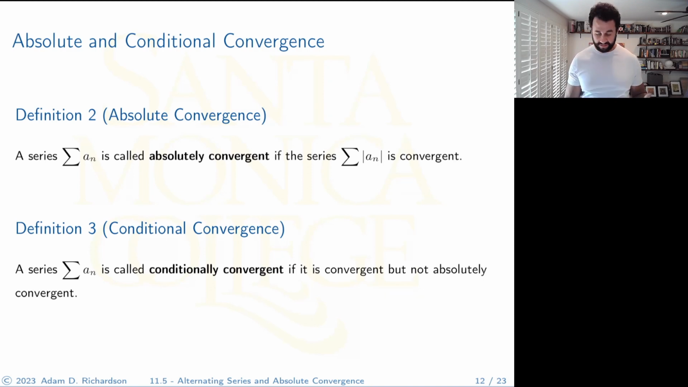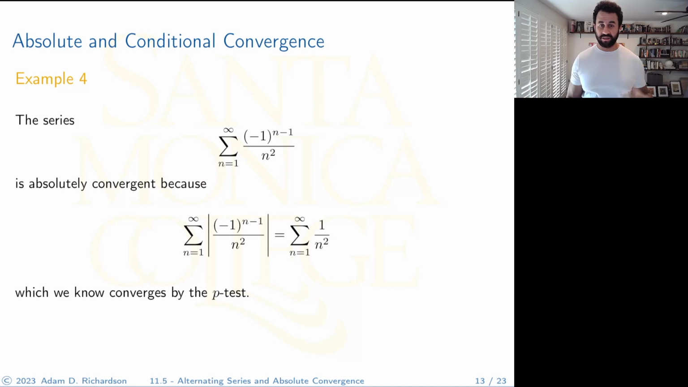Now, if this property does not hold, then what we say is that your series is conditionally convergent. So a series is conditionally convergent if it converges, but not absolutely. All right, let's look at an example to get some intuition here.